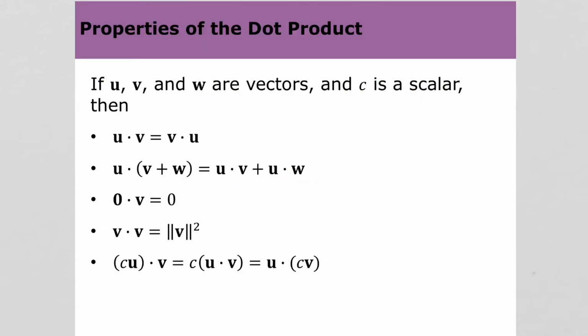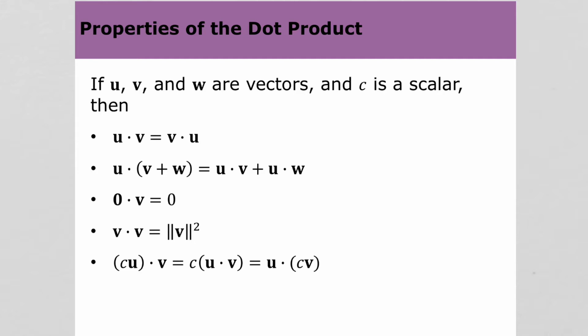Properties of the dot product. They pretty much follow properties of multiplication. U dot V is the same as V dot U. U dot (V plus W) is the same as U dot V plus U dot W. So distribution there. If you multiply the 0 vector times a vector, you get back 0.